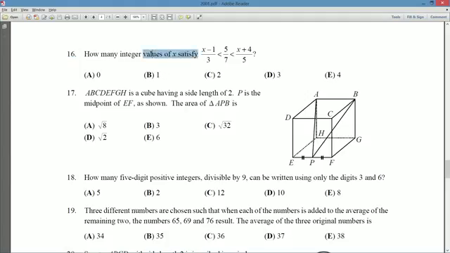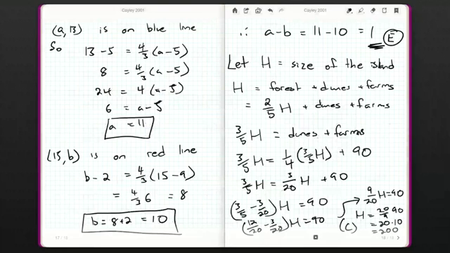How many integer values of x satisfy (x minus 1) over 3 is less than 5/7, and 5/7 is less than (x plus 4) over 5? So it looks like we have a single giant inequality here, but really we're going to break it down into two inequalities, and we can rearrange each of them to solve for x.